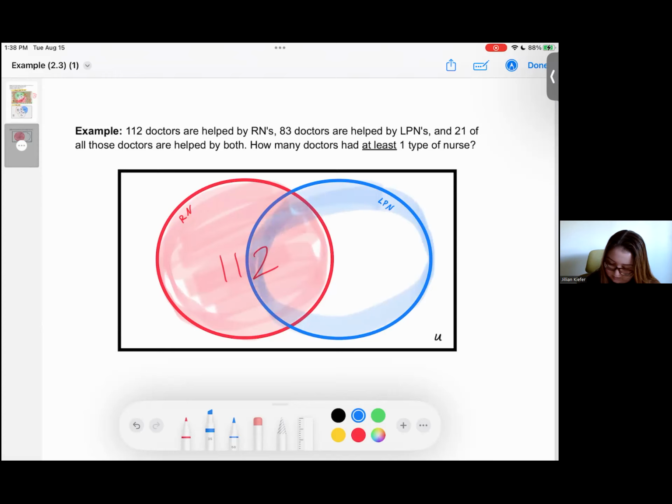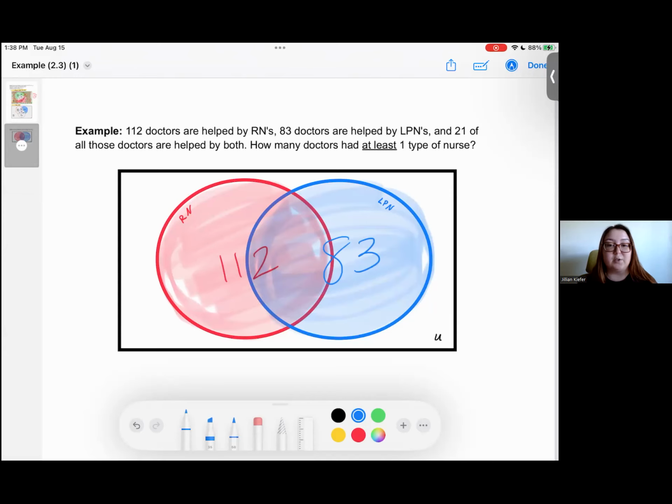So that would be everything in this shaded region. And this number would be 83. So we don't quite have the both part, but then it does tell us 21 of all of those doctors are helped by both. So I already have my 112 and I have 83, but now I'm saying 21 of both of these numbers are considered helped by both.